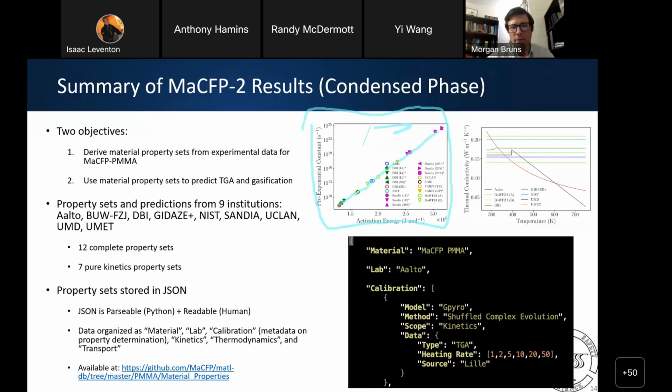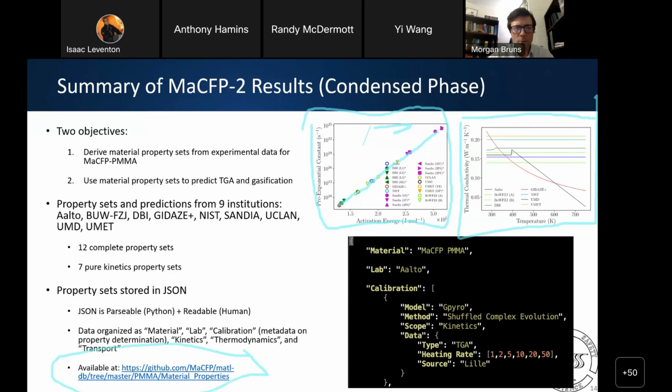We also had things like this thermal conductivity as a function of temperature, just to show you kind of an idea of what people produced. A lot of it is assuming constant thermal conductivity with temperature, and then a few labs did temperature dependence. So all that information is available, like I was saying, on the repo, which when you get these slides, you can click directly to the link, or you should be able to find it now.